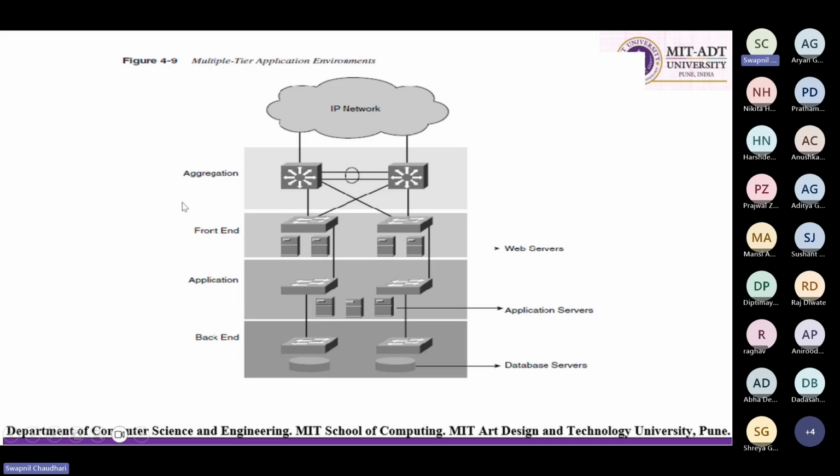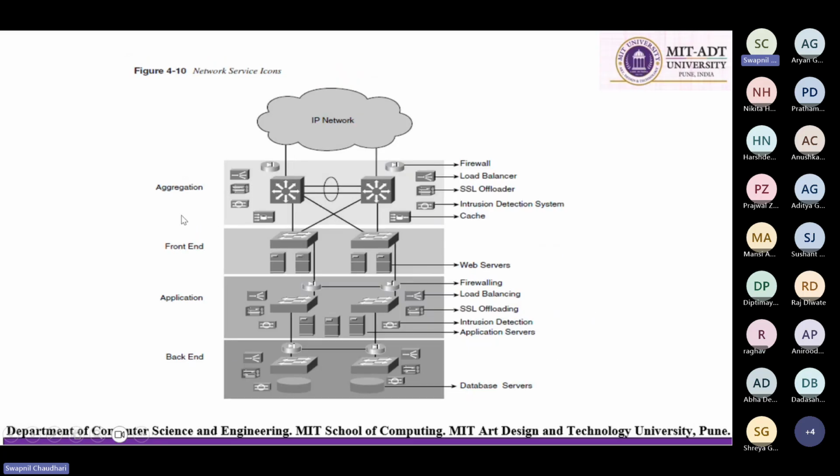Okay, so this is all about this diagram, the network service icon. Again, this is 4.10. Let's understand this diagram, which shows how the network services are integrated into a multi-tier data center architecture. This is an advanced design where the security, performance, and scalability services are distributed across the layers.